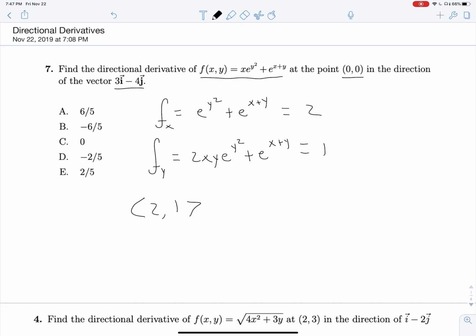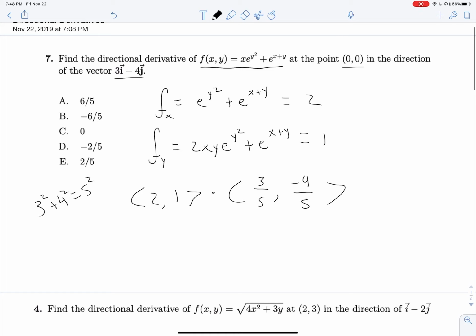So in this case, you can take a nice little shortcut and realize that 3 and 4 are part of a Pythagorean triple. So 3 squared plus 4 squared is 5 squared. So our unit vector in this case is going to be 3 over 5 and negative 4 over 5. So taking this dot product, we will get 6 over 5 minus 4 over 5, which is 2 over 5. And we're done.